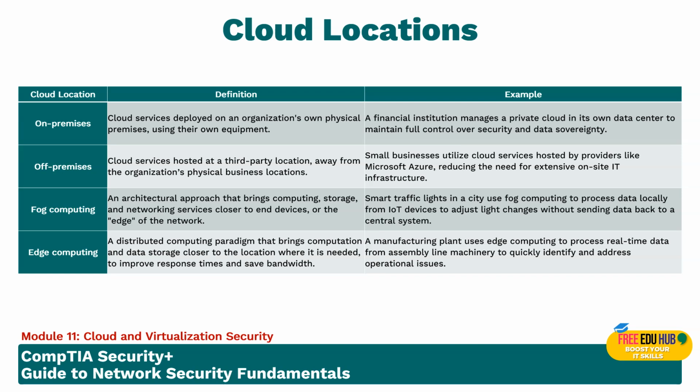Smart traffic lights in a city using fog computing to process the data locally from the IoT devices, to adjust the light change without sending the data back to the central system, could be an example of fog computing. Then we have edge computing, which is slightly different. It's a distributed computing paradigm that brings computation and data storage closer to the location where it is needed to improve response times and to save bandwidth.